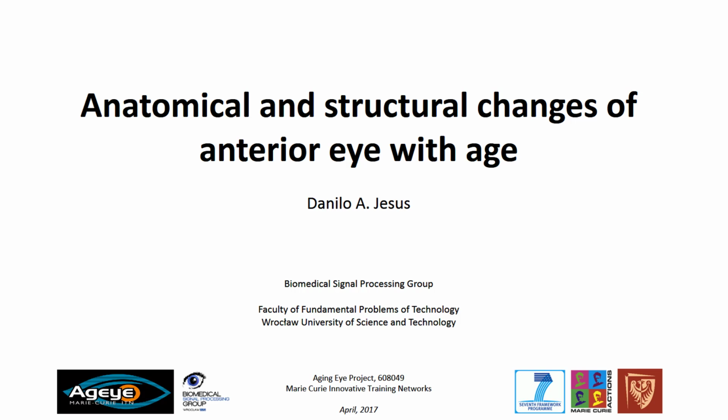Hi, my name is Danilo, and in this presentation I will talk about the work developed at Wrocław University of Science and Technology. The title of my presentation is Anatomical and Structural Changes of Anterior Eye with Age, and it corresponds to the third project of the European network AGEYE, which is a Marie Curie initial training network action to foster research training in vision sciences.